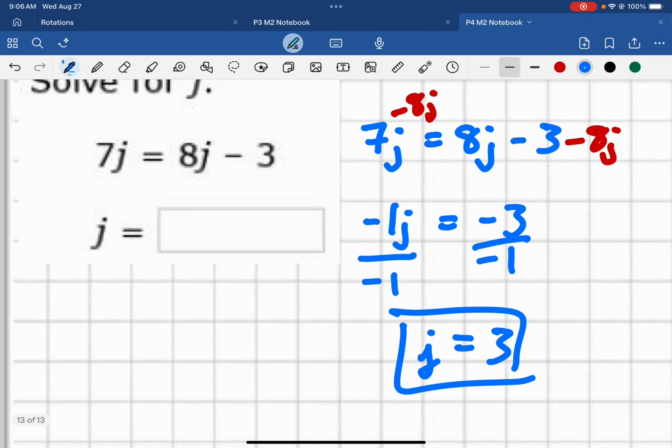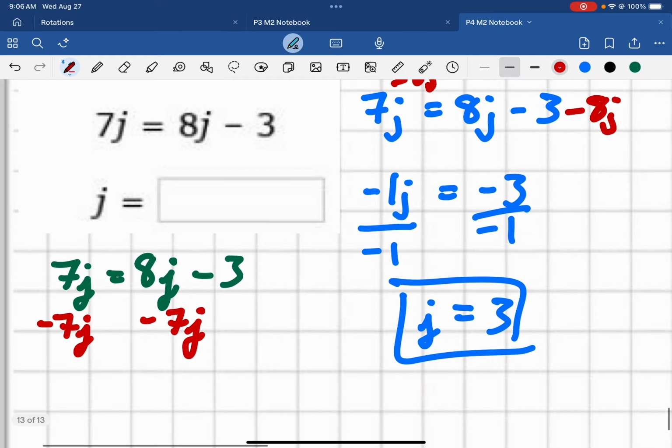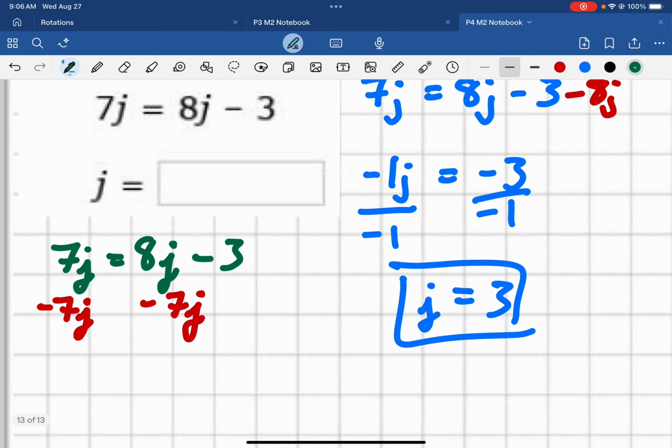But like I said, there's another way to solve it. Instead of subtracting 8j first, I could subtract 7j. The reason I would want to subtract 7j first, and it doesn't matter, you don't have to do it this way, you can stop the video right now if you liked what we did already, is because then I wouldn't have any negatives to deal with. So now I have 0 j's on the left side. Those cancel out, and on the other side, I have 8 minus 7, which is 1j.